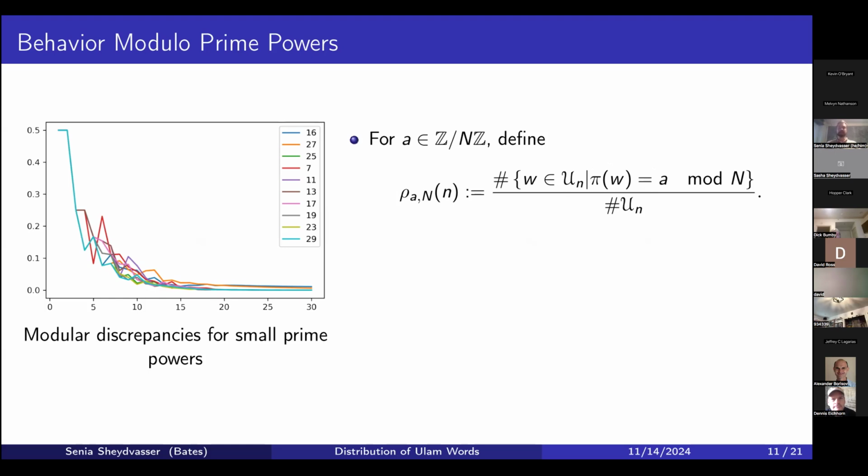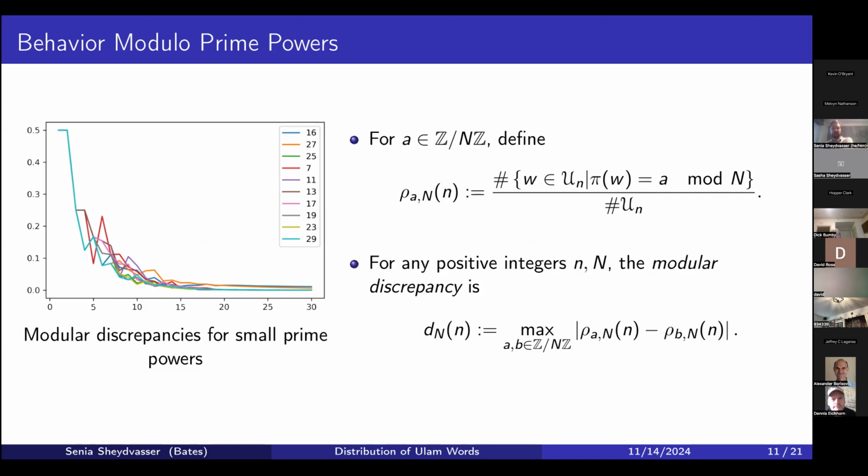And what we will do to see how equidistributed things are is define this modular discrepancy. What is this? This is just the maximal difference between relative densities as we change the congruence class. So if it's perfectly equidistributed among all of the different congruence classes, then all of these relative densities should be 1 over n, and this modular discrepancy should just be 0. Well, this is exactly what I'm plotting on the left here.